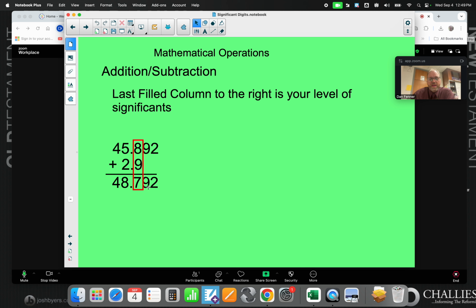Now we look to the right. To the right we have a 9. The rule for rounding is 5 or greater, we round up. So the answer here would be 48.8. That would be my answer.